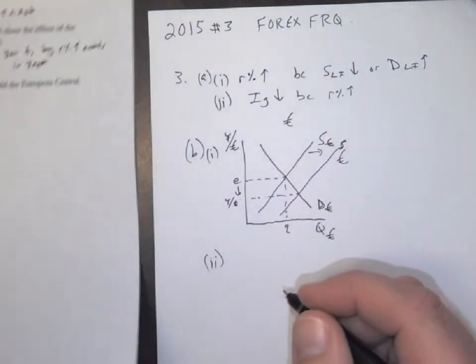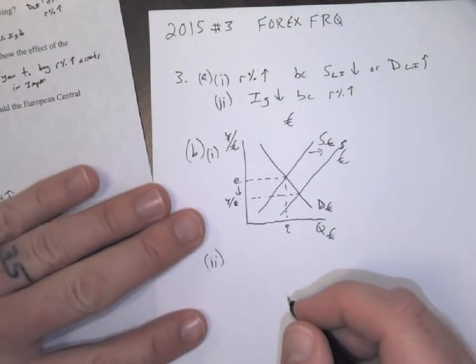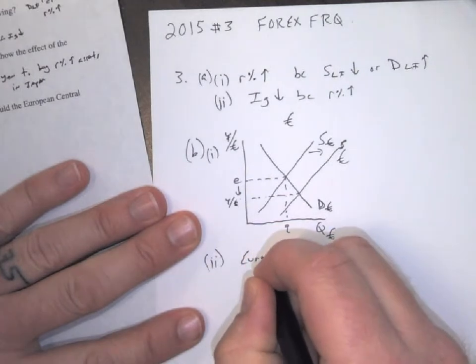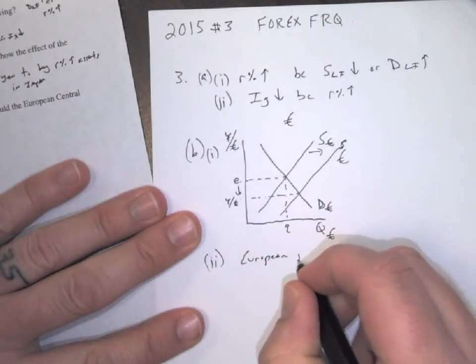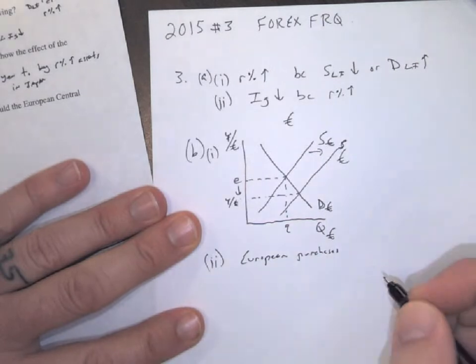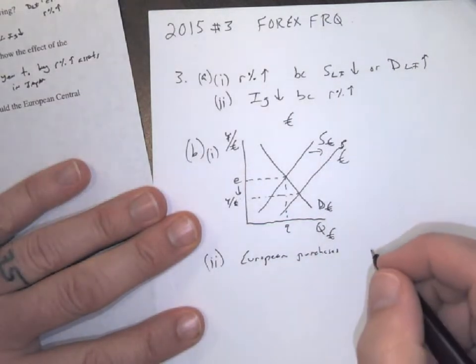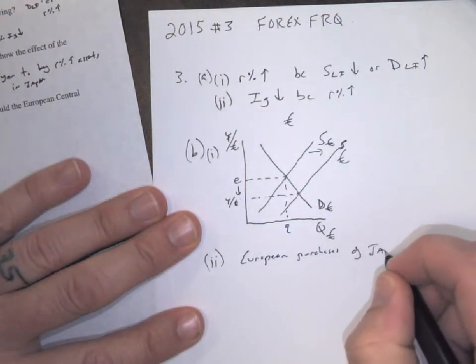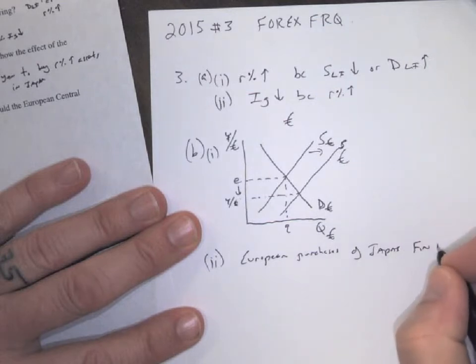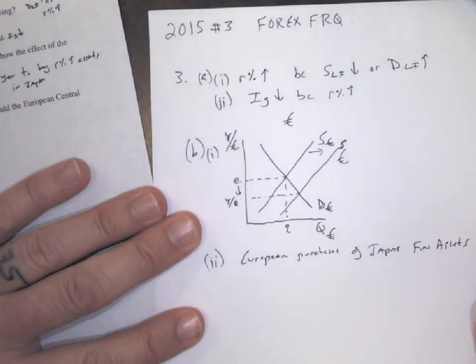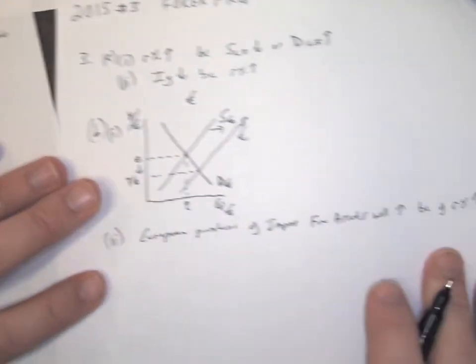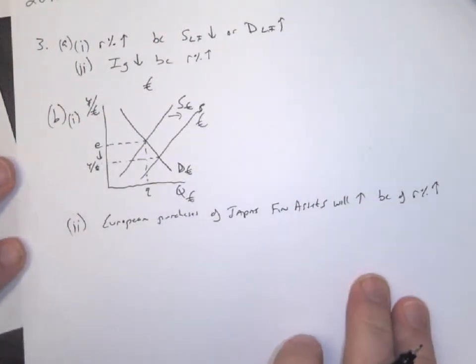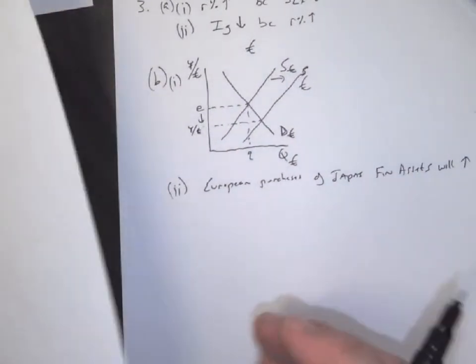Then my explanation is going to be that European purchases, sorry, my handwriting is really bad, of Japan's financial assets will increase because of the high real interest rate. Oh, whoops, sorry about that. Because of the high real interest rate. All right, so hopefully that helps explain that part.